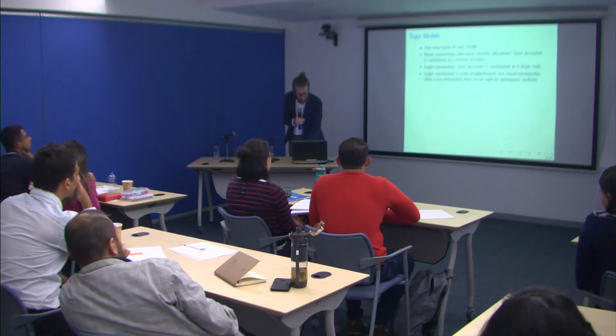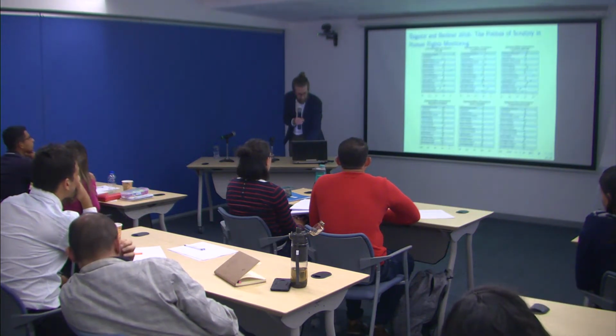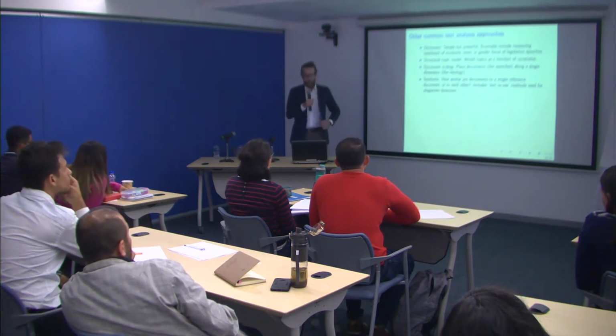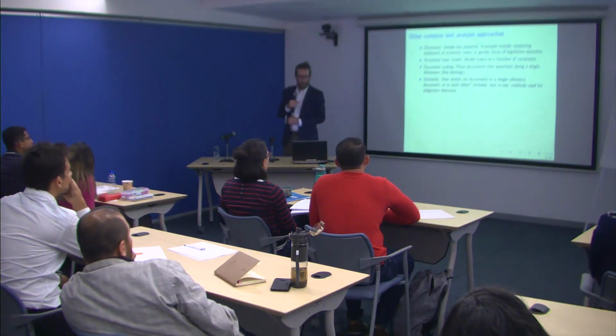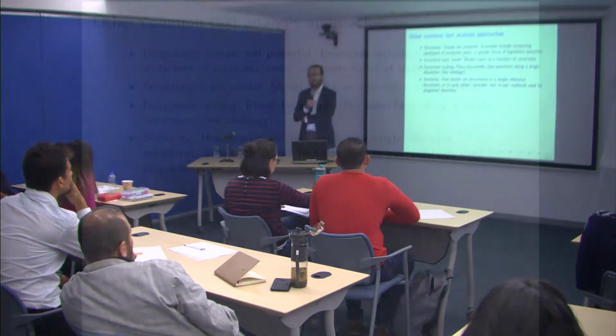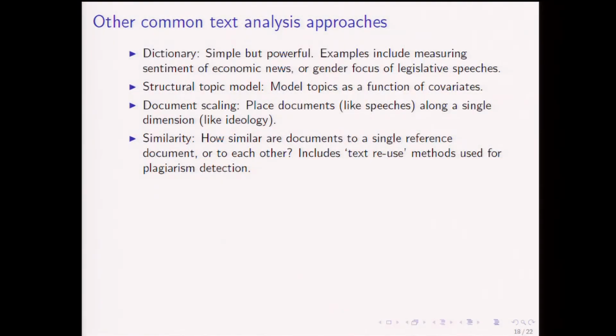Okay, we did that. Let me just see what's here. Okay, last slide. We talked about dictionary approaches, simple but powerful. We talked about structural topic models. We talked about document scaling. Last thing, you could also think about similarity. You can take two documents and measure how similar they are to each other. You could imagine taking every pair of documents among your entire set of documents, and now you have a network of how similar every pair is to each other.